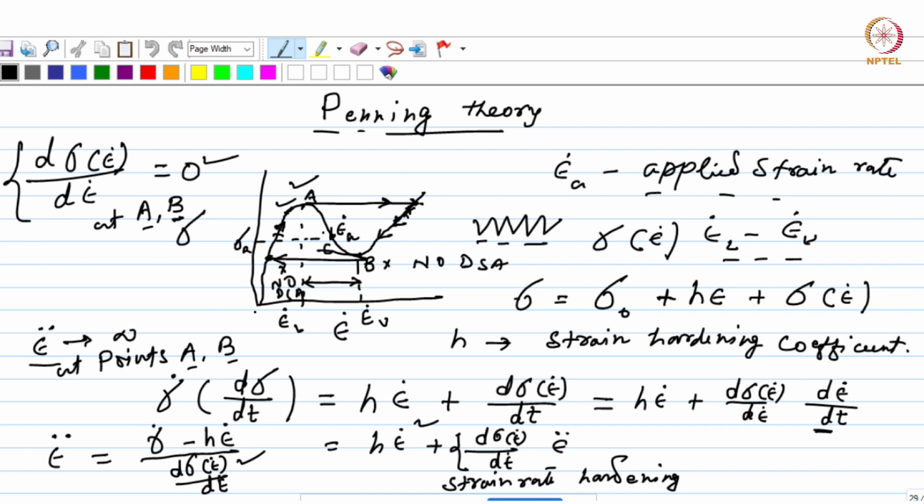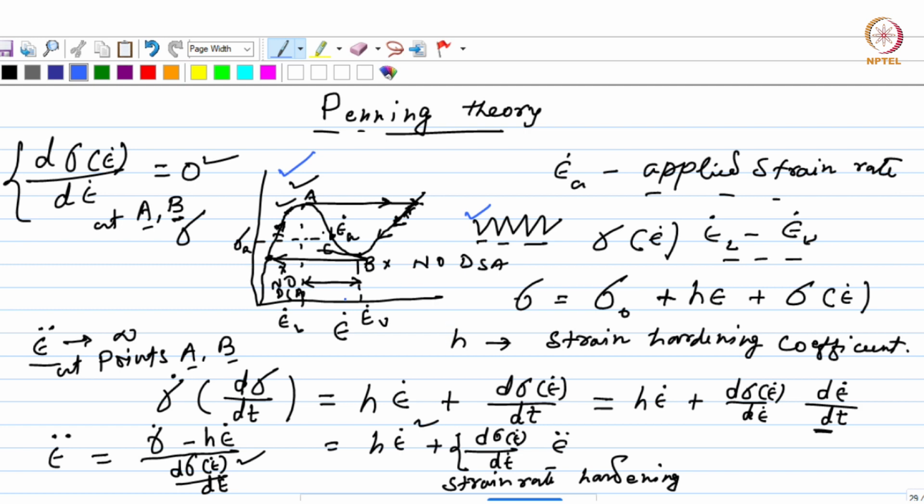Okay, so what he did, he first constructed this plot between the flow stress and the strain rate. Okay, so that's what you can see over here, right? So instead of using a stress strain diagram, he used this particular plot to develop this theory and explain the kind of serrations which appear in the stress strain diagram of a material which goes through dynamic strain aging.